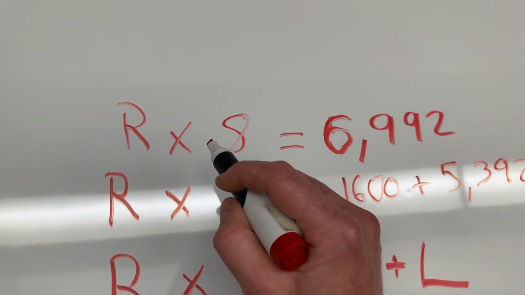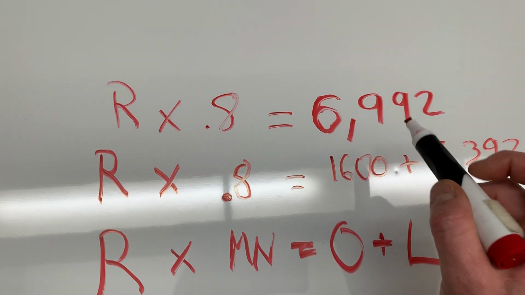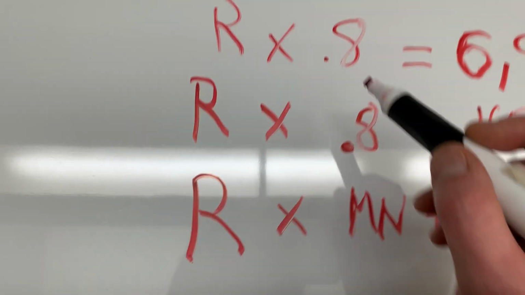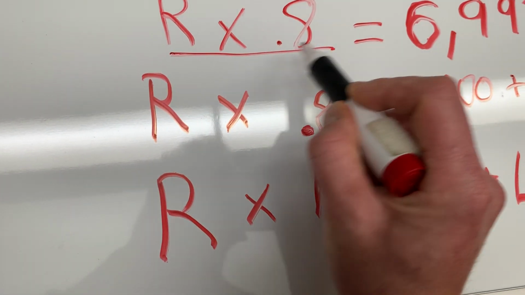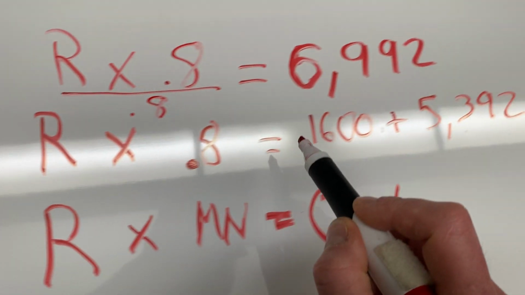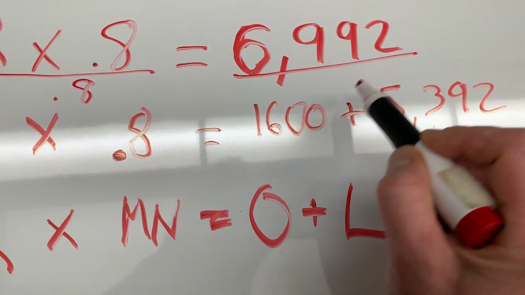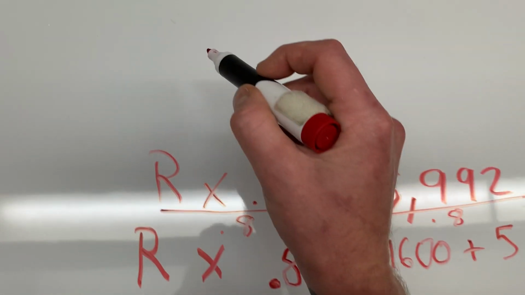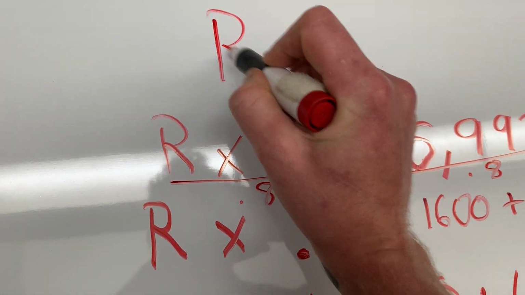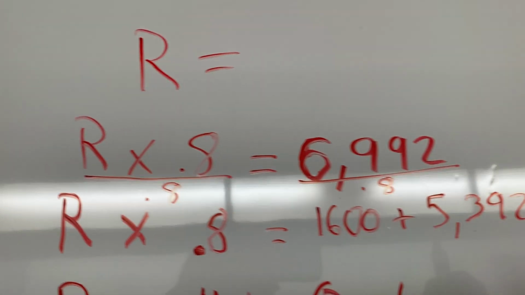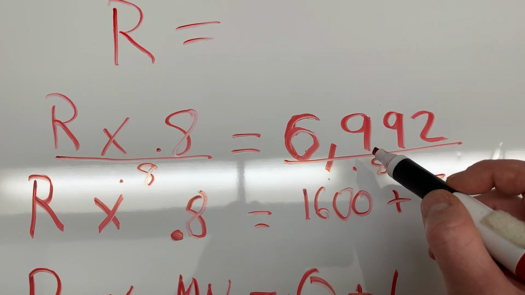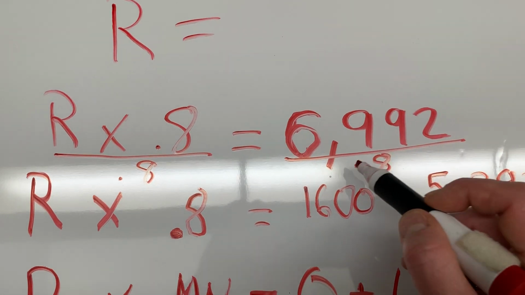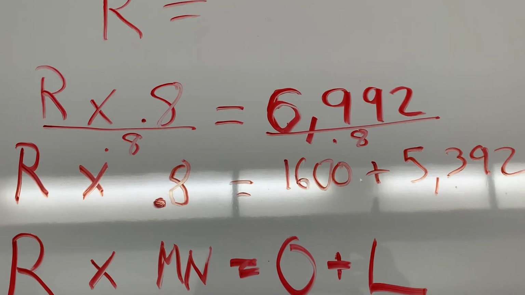We need to get that 0.8 over to this side of the equation. Because R is multiplied by 0.8, we actually have to divide. So you divide by 0.8 on that side of the equation. You divide by 0.8 on that side of the equation. And then what you end up getting up here is R equals 6,992 divided by 0.8. Okay, divided by 0.8.